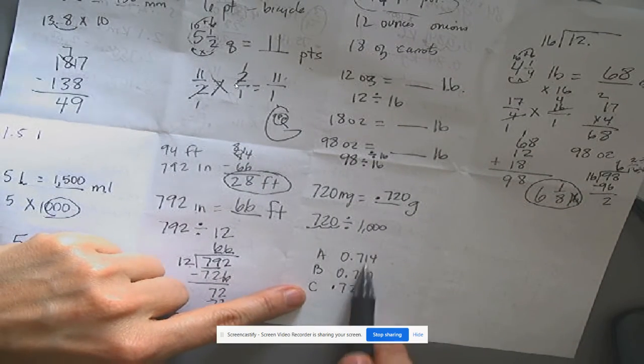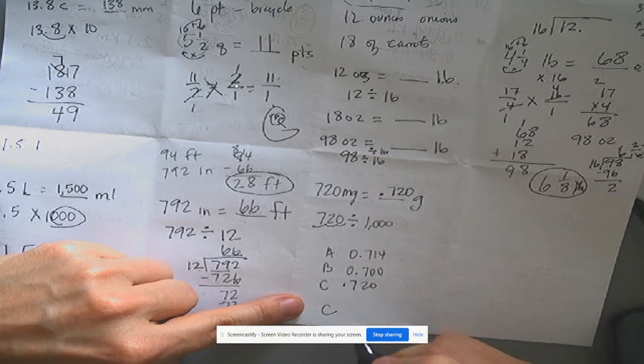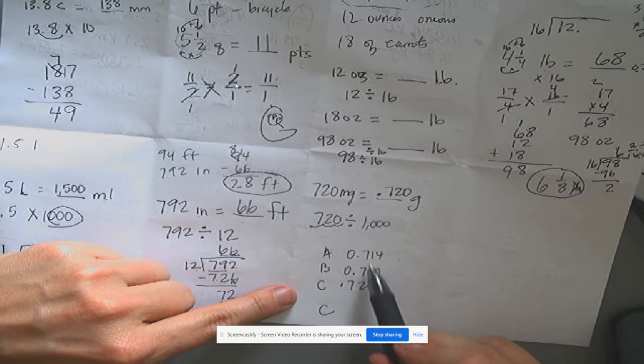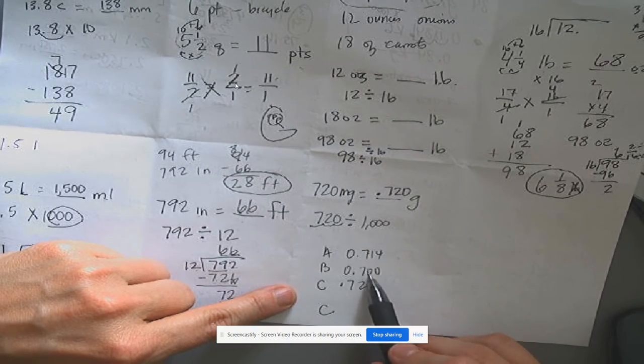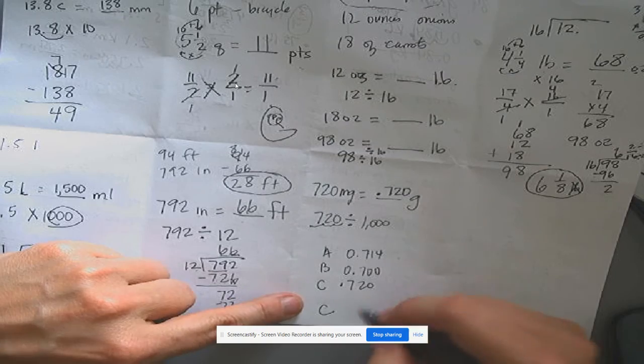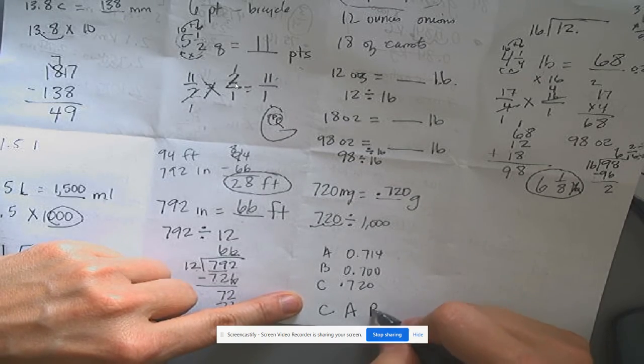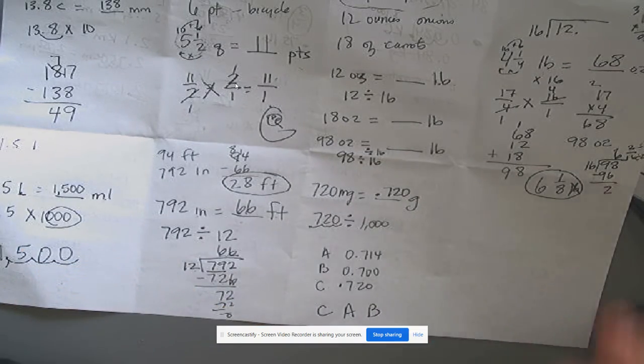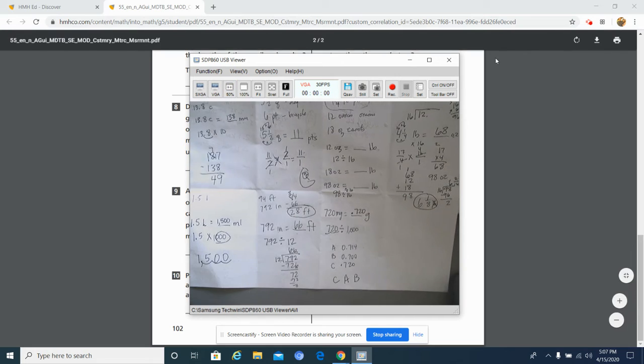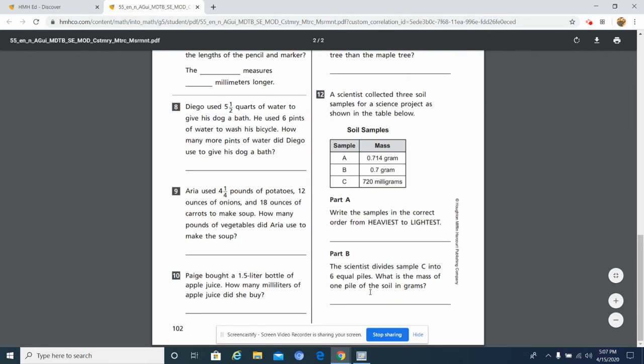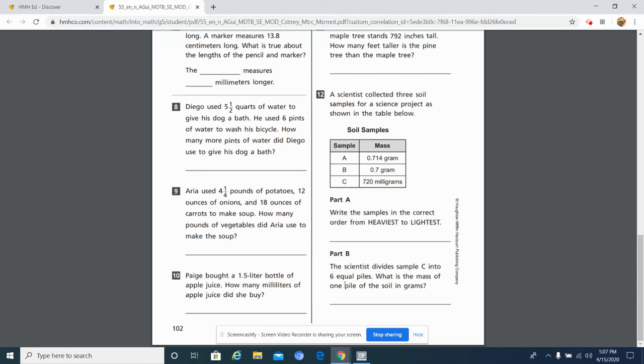So what's our heaviest one? C. And then which one's heavier? A or B? A and then B. So CAB is our answer for the first part. Let's go see what it asks for the second part. The scientist divides sample C into 6 equal piles. What is the mass of one pile of soil in grams?